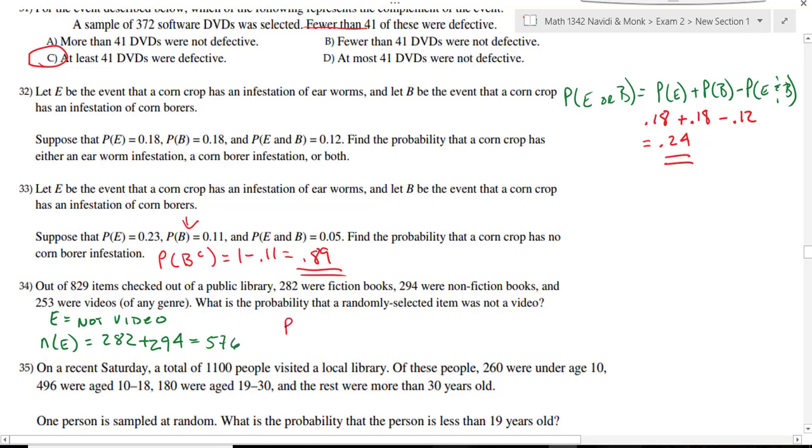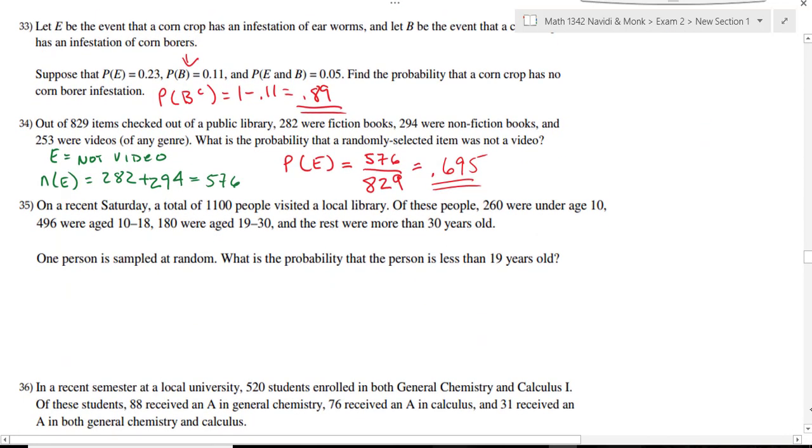576. So the probability of my event is going to be equal to the number of elements in my event divided by the number of elements in my sample space. How many elements are in the sample space? 829. And when you put this in your calculator, what do you get? 0.695.